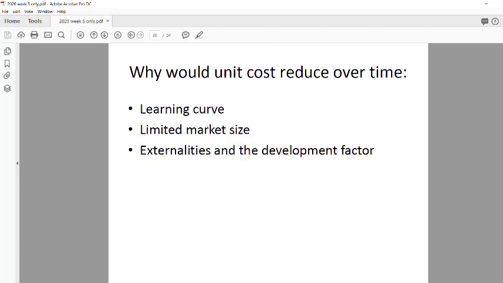So what are we going to look at now? We're going to look at the learning curve and how and why costs would reduce over time. So we established that benefits are going to occur when the costs are going to be cheaper than your international firm. And we want to look at why these costs are going to be cheaper later on. We can look at this from the learning curve perspective, from a limited market perspective, and in terms of externalities and development factors.